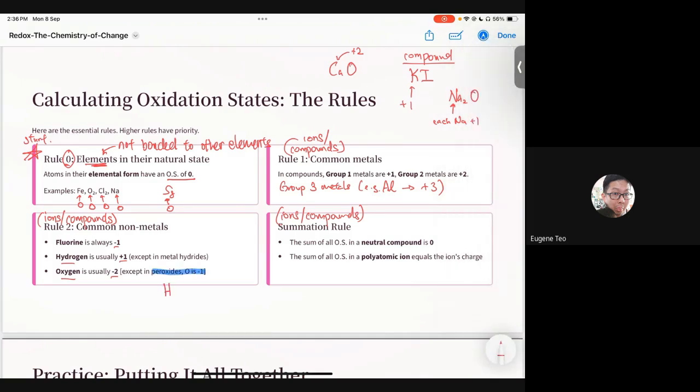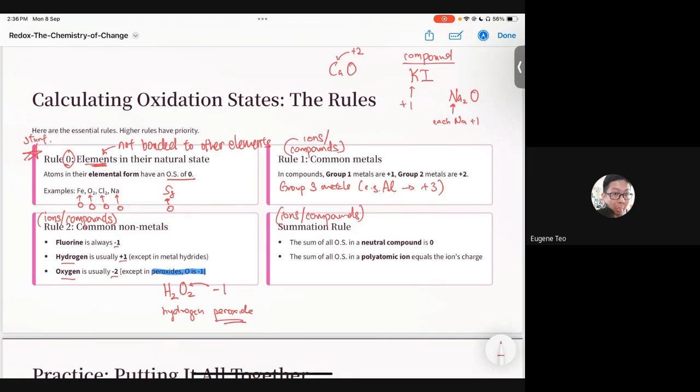So if you see H2O2, this is hydrogen peroxide. This is not a typo. It is not that I typed H2O and wrote an extra 2 on the oxygen. No, H2O2 is hydrogen peroxide. Of the oxygen here, the oxidation state is -1. In peroxide, hydrogen peroxide, the O oxidation state is -1. Okay?